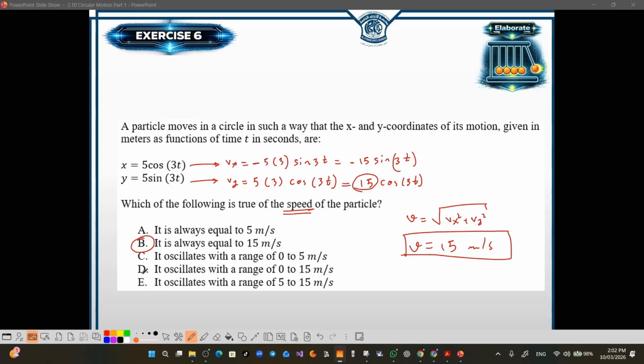And D and E are claiming that it will oscillate, so it's not circular motion, and will be in a range. So first of all, the type of motion is not oscillatory motion, it's circular motion, and it won't be in between a range. The speed will be fixed at the same value always and forever.